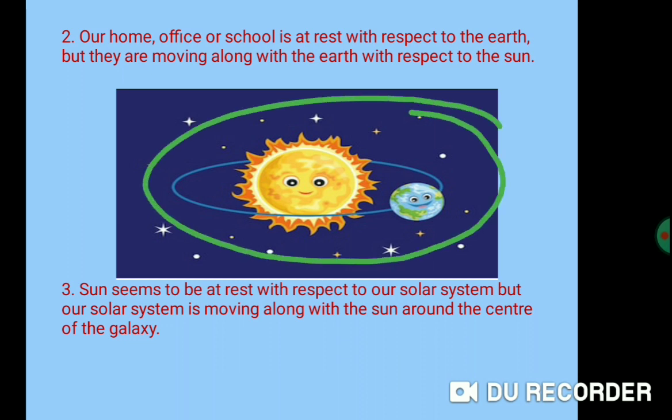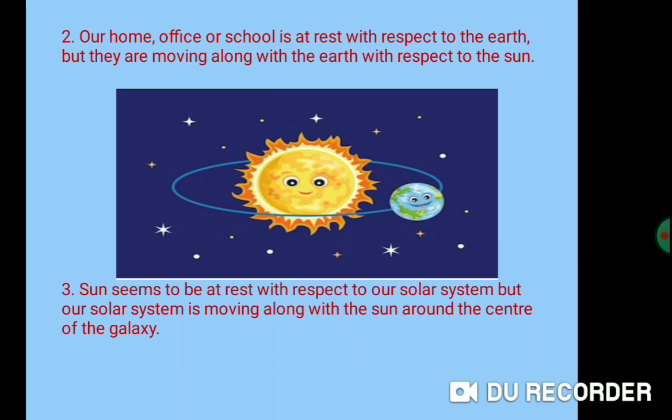See in the diagram, we all know that the earth is moving around the sun and we all are situated on the earth. Our home, office, school all are situated on the earth. So along with the earth, home, office, and school are moving around the sun. So at the same time, home, office, and school are at rest with respect to the earth. But when we change our frame of reference, when we compare our position with respect to the sun, then we all are in motion.